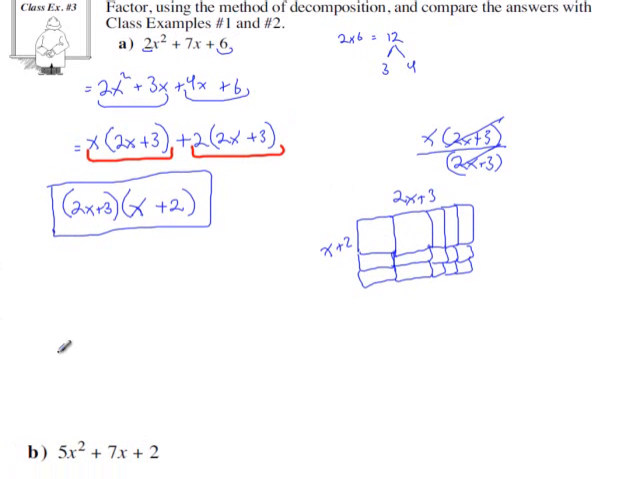Alright, part B. So again, take your x squared coefficient, multiply by your number term. So 5 times 2 equals 10. And then we need to find two factors of 10 that will add up to be 7. So I think of 2 and 5. 2 times 5 equals 10. 2 plus 5 equals 7. Your next step, you rewrite this equation, but instead of your 7x, you write it as 2x plus 5x. So this equals 5x squared plus 2x plus 5x plus 2.